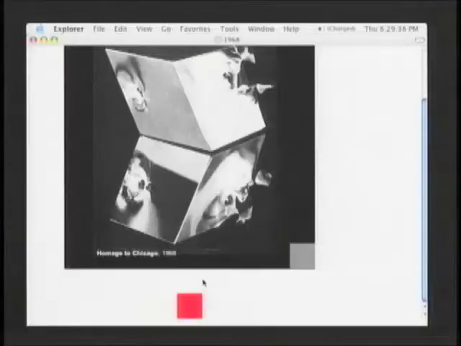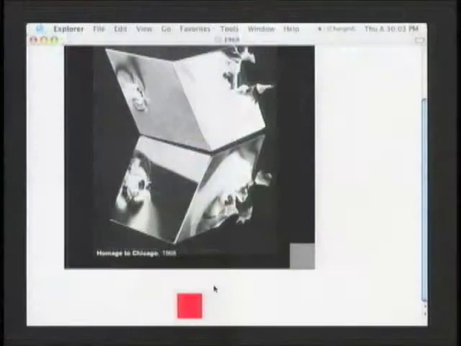That, by the way, was a piece against Mayor Daley in Chicago. I shot into a mirrored cube, and that got a lot of attention. That's probably one of my best-known pieces. So I also do political work. And I called it Homage to Chicago.